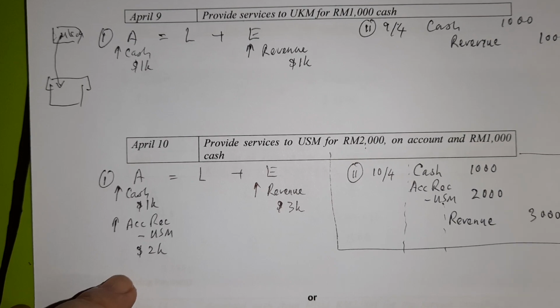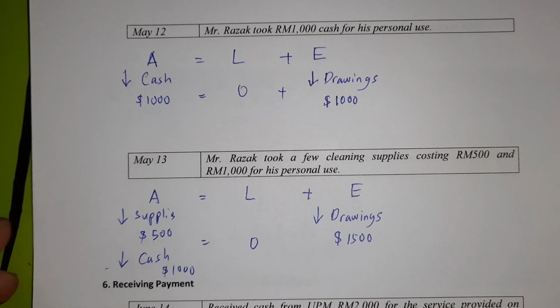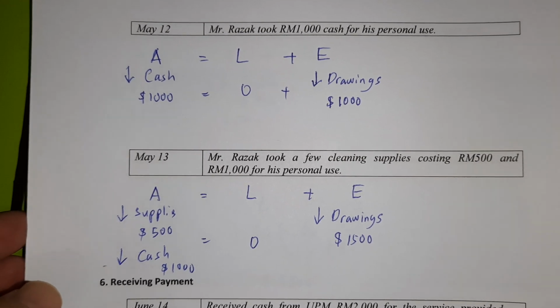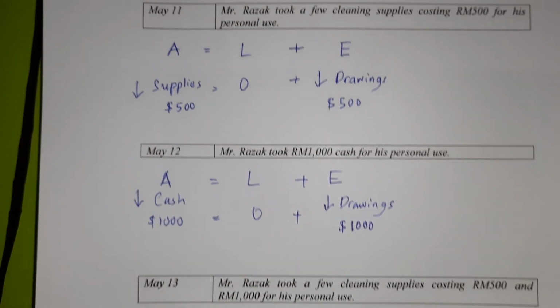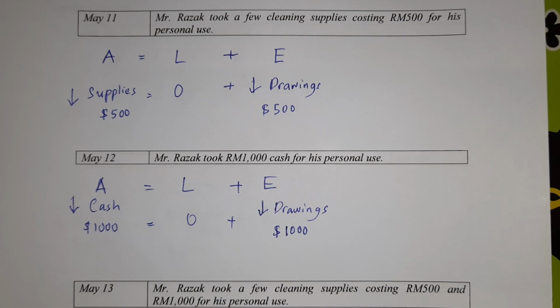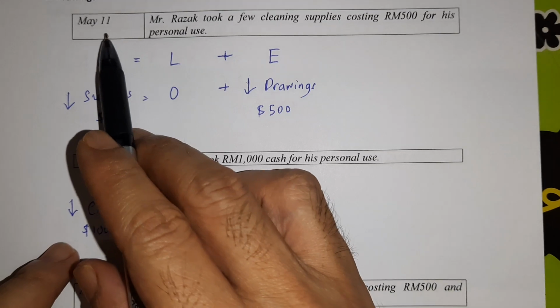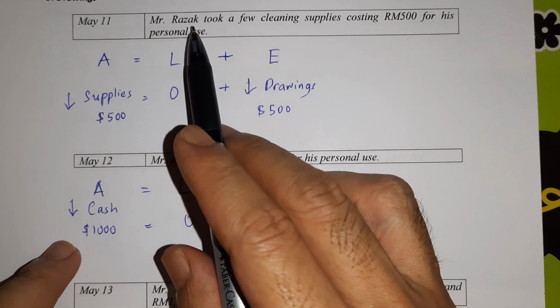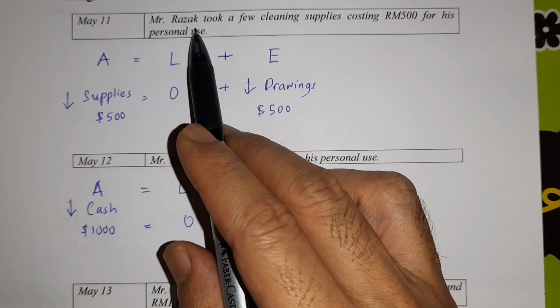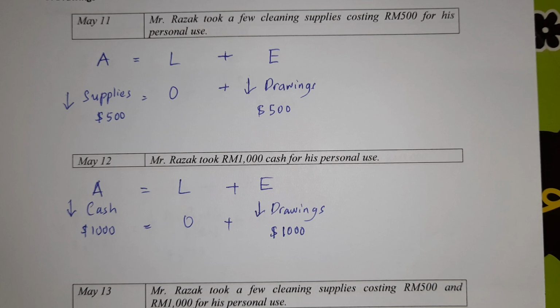Okay, we have done this. Now, this is related to drawings. I have prepared the answer for you. See, we can do this quickly. So drawing at 11th of May, Mr. Razak, now you assume that you are Mr. Razak, owner of the business, took a few cleaning supplies costing $500 for his personal use. So it means that the owner of the business takes something from the business.